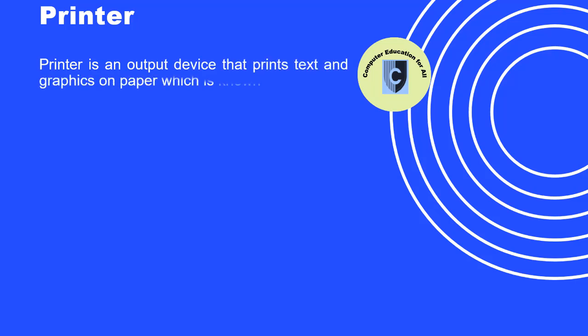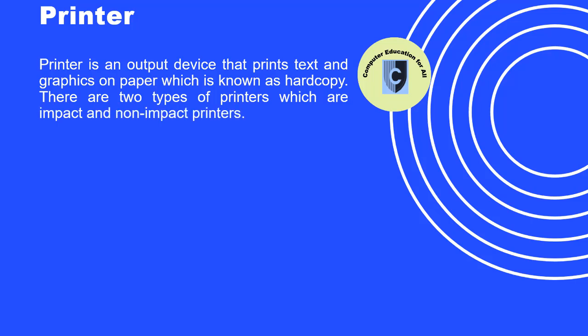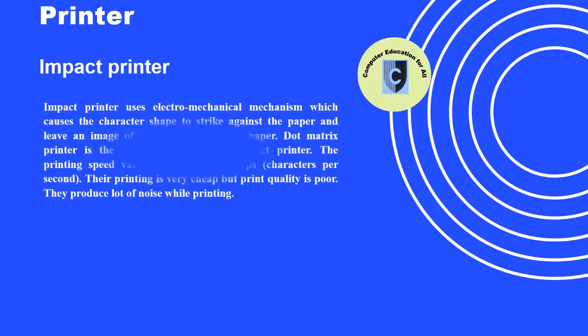Printer. Printer is an output device that prints text and graphics on paper, which is known as hard copy. There are two types of printers which are impact and non-impact printers. Impact printer. Impact printer uses an electromechanical mechanism which causes the character shape to strike against the paper and leave an image of the character on the paper.